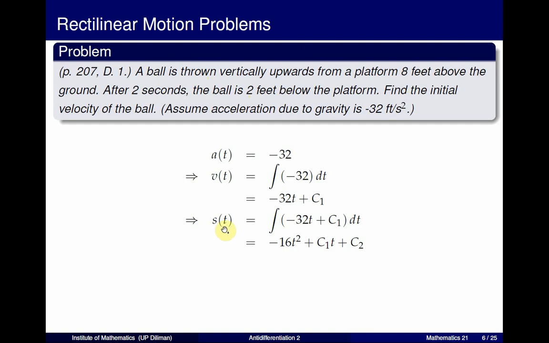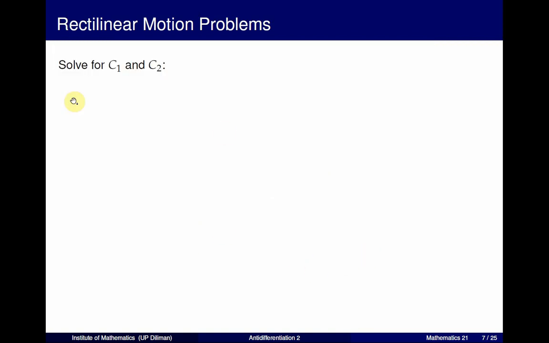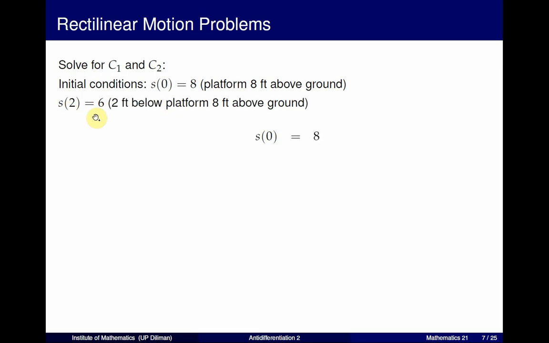So with that said, we will have to solve for c2 first. So let's solve for c1 and c2. The initial conditions are, as I've said a while ago, s(0) equals 8 because of the platform. And then s(2) is 6 because after 2 seconds, the ball is 2 feet below the platform. So let's solve first. s(0) equals 8. But s(0) is just c2. So c2 is 8. So therefore, s of t is negative 16t squared plus c1t plus 8.